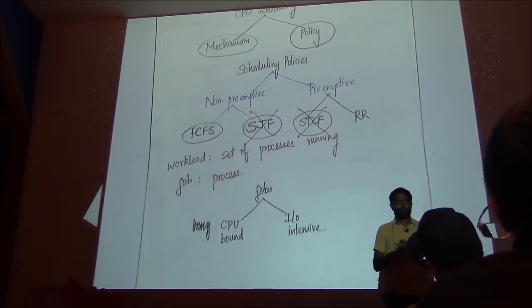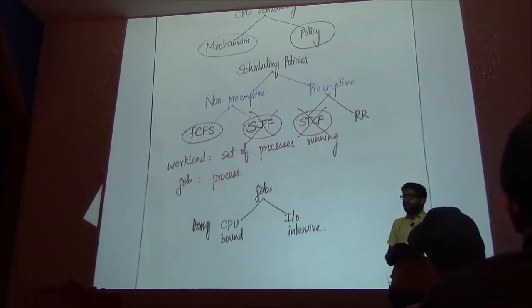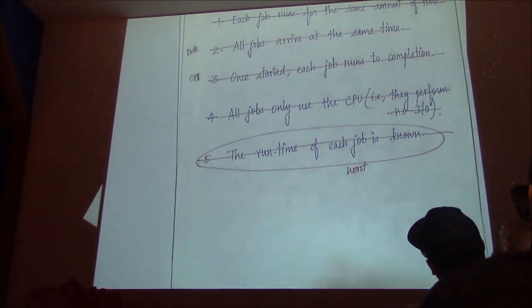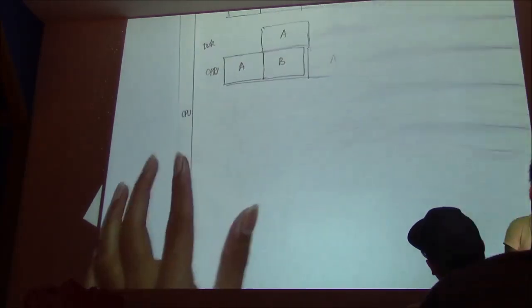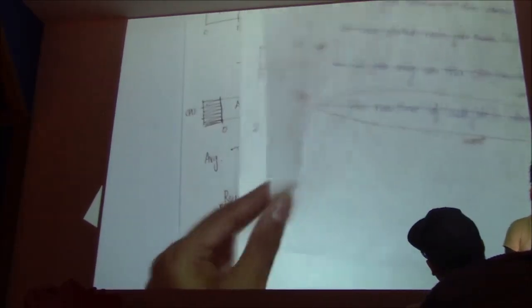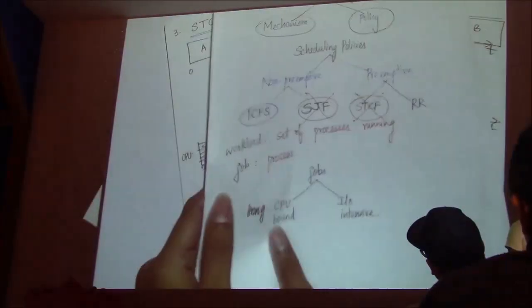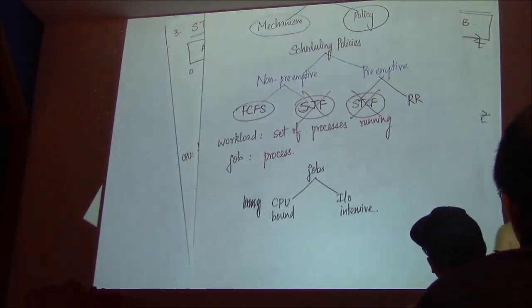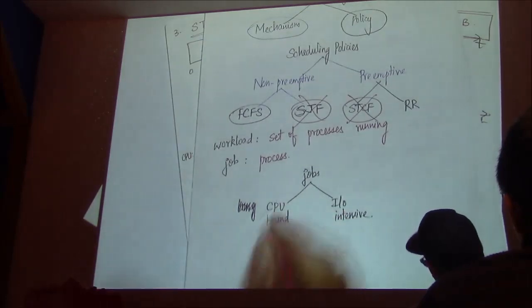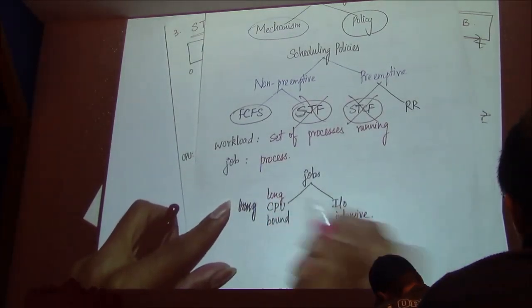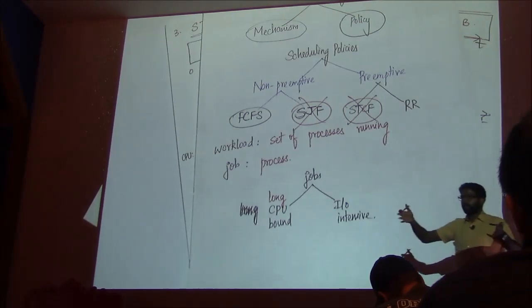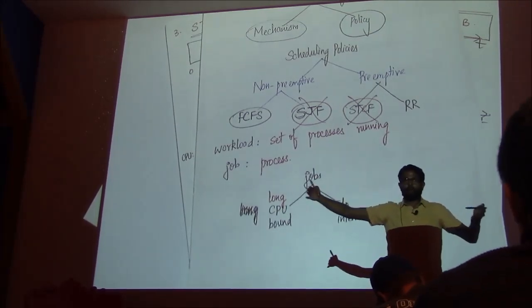So the problem right now is a big problem, because if you think about it, we really don't know the runtime of each job, and at the same time we want to schedule both these types of jobs in a good way. Usually the CPU bound jobs are long running. They may use the CPU for a very large amount of time.